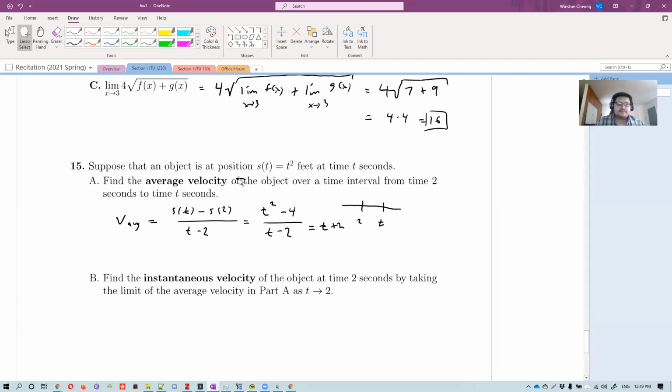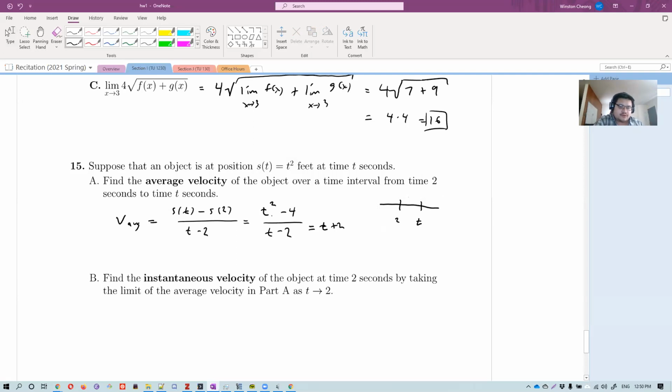Where did you get t squared from? I'm using the function definition, right? So we're given that s of t is equal to t squared. So I'm just plugging in, and that gives me this t squared. I'm just reading off from the definition.